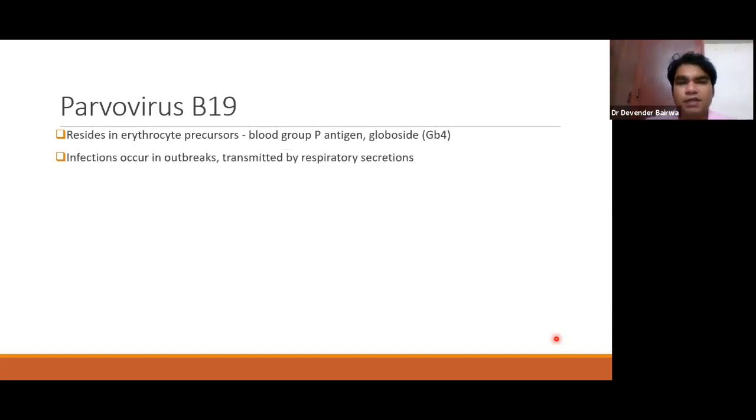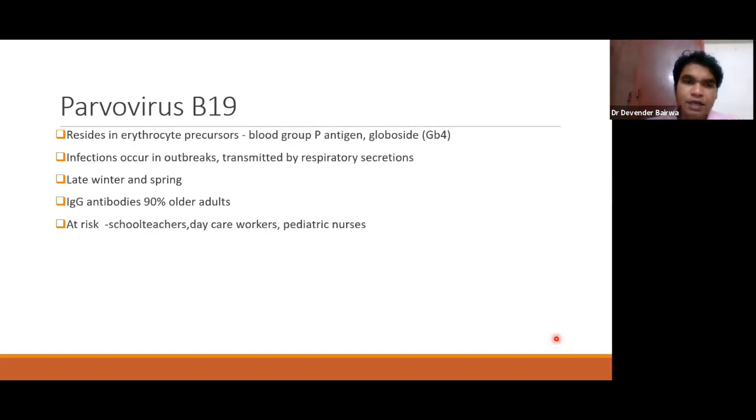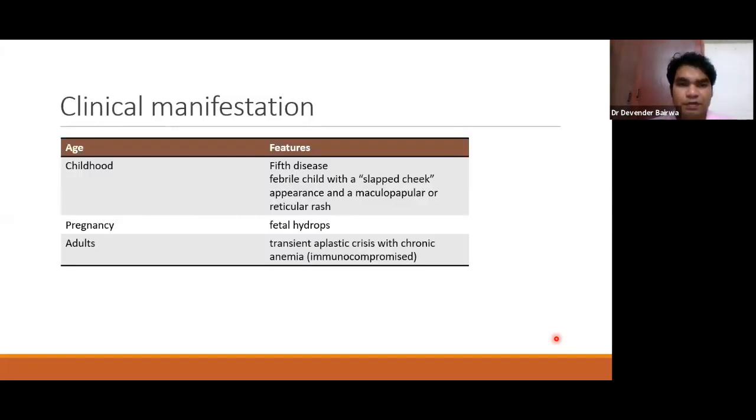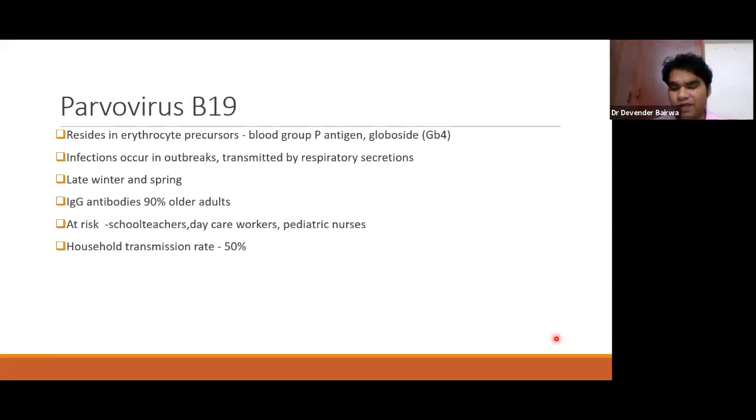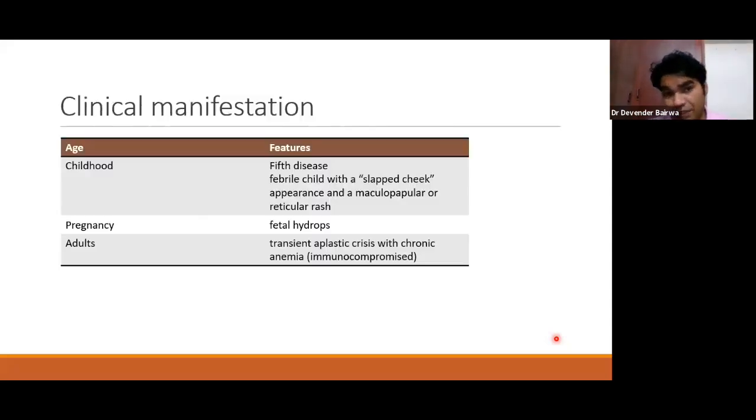So infection occurs generally in outbreaks, and it is transmitted by respiratory secretions, and generally occurs in late winter and spring time. IgG antibodies, as I discussed, are present in more than 90% of older adults. And the people who are at risk are children handlers, like school teachers, daycare workers, pediatric nurses. And once infection occurs in somebody, then household transmission rate is 50%. So suppose a family has 6 people, 3 can get infected.